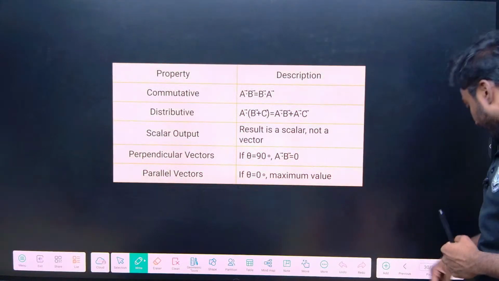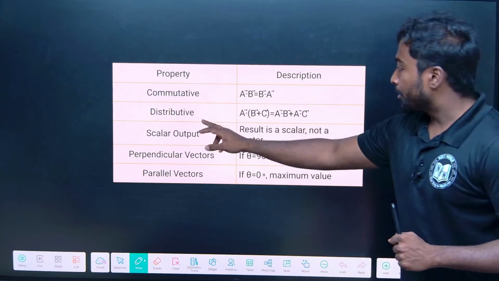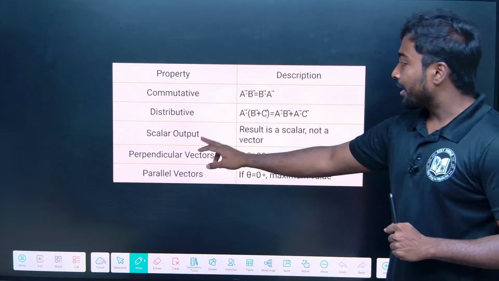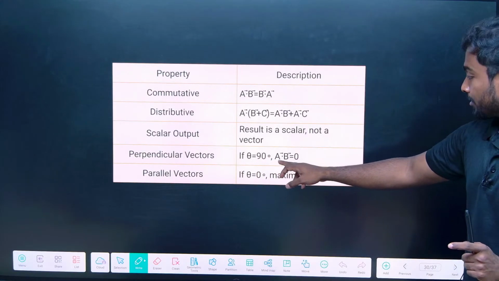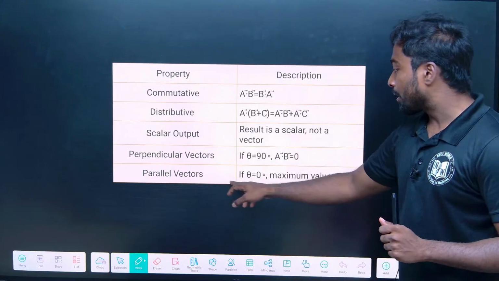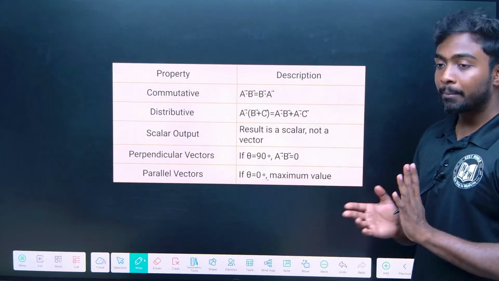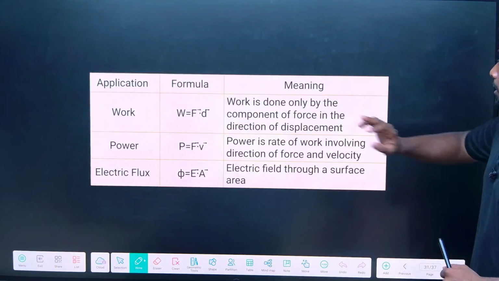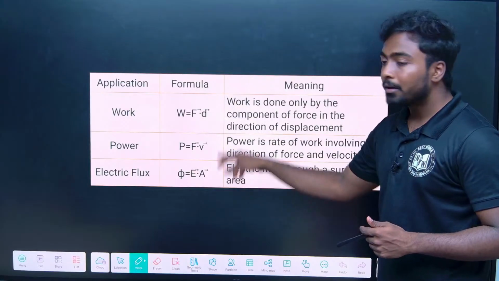Now the properties in mathematics. Commutative property: a dot b equals b dot a. Distributive property: a dot of b plus c is a dot b plus a dot c. The result is a scalar, not a vector. For perpendicular vectors, theta equals 90, so a dot b equals 0 since cos 90 is 0. For parallel vectors, theta is 0 degree, which gives the maximum value, while perpendicular gives the minimum value. Next are applications in work, power and electric flux. In upcoming classes we will discuss this.